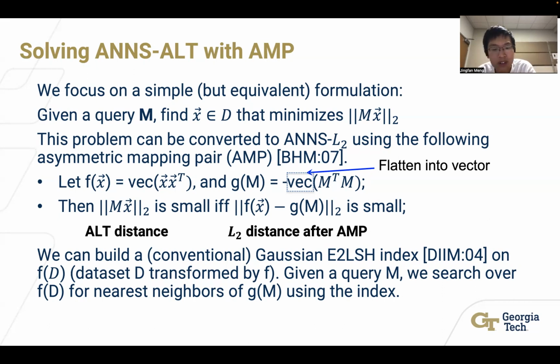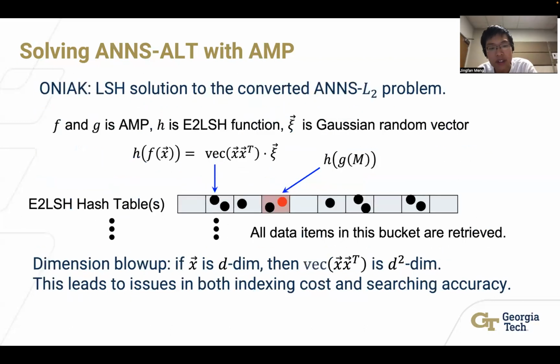Given a query M, we also transform it to GM and search in the data using the E2LSH index, as shown in this figure. This E2LSH index consists of multiple hash tables, and the datasets, the black dots, these are the data points. We first transform it with F. This is the AMP, and when we compute the hash values under E2LSH, this is under H. We insert it into this hash table.